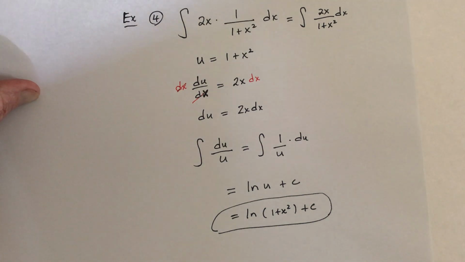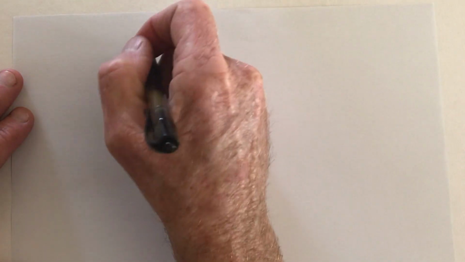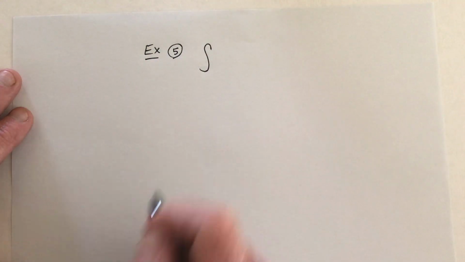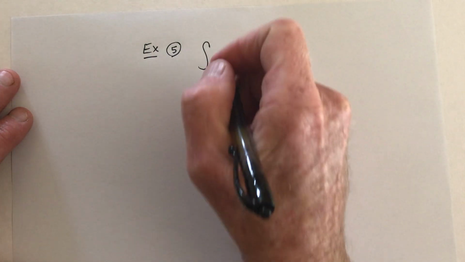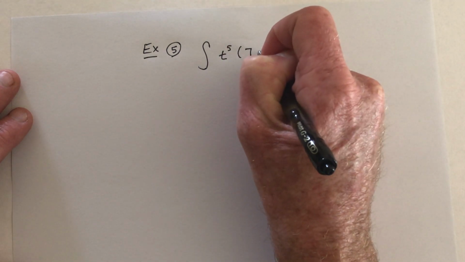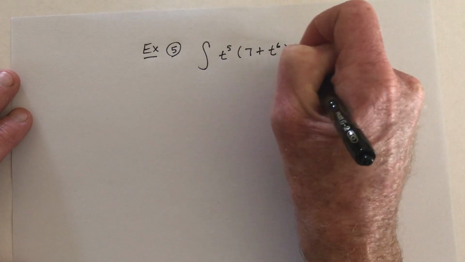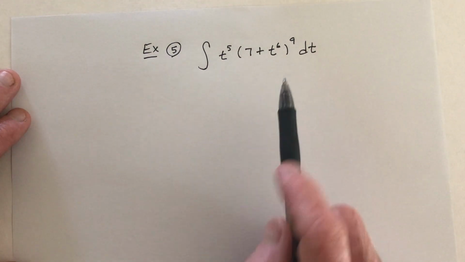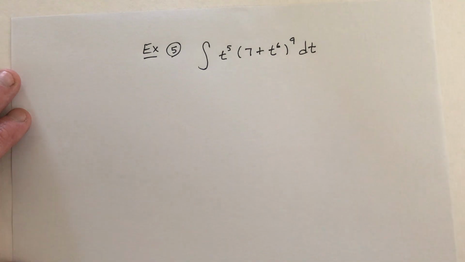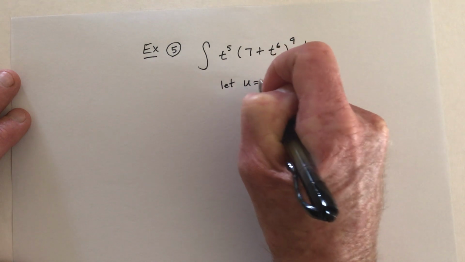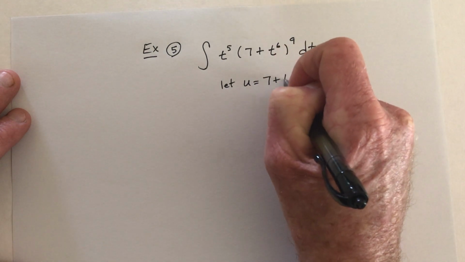And then for example number 5, the variable does not have to be x. Let's say that it's t to the 5th, and then 7 plus t to the 6th. The whole thing is raised to the 9, and then at the end would need to be a dt, saying that the t is the variable. So whatever's inside the parentheses, that's a good thing for the u. So let u equal the 7 plus t to the 6th.